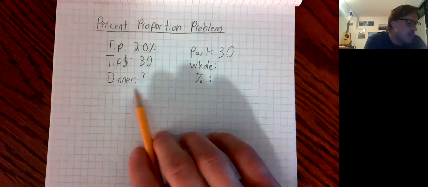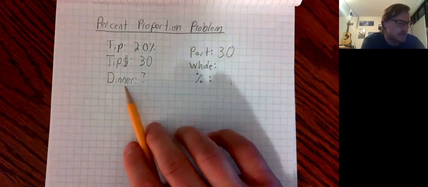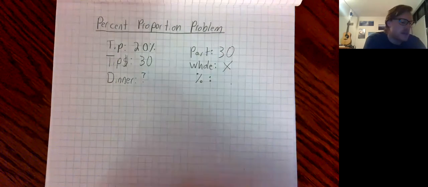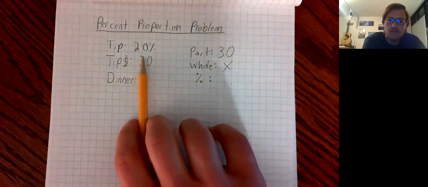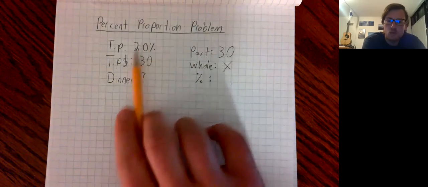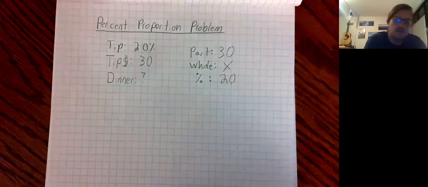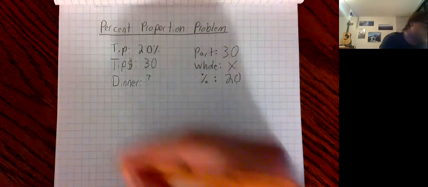As I just mentioned, the whole is going to be the total amount that the dinner bill came out to be. We don't know that yet. So we're going to leave that as X. And our percent, what we're going to tip our server, is 20%. Since we're using the proportion method, we can leave it in percentage form as opposed to decimal. So that's going to be 20. So let's set up our proportion.